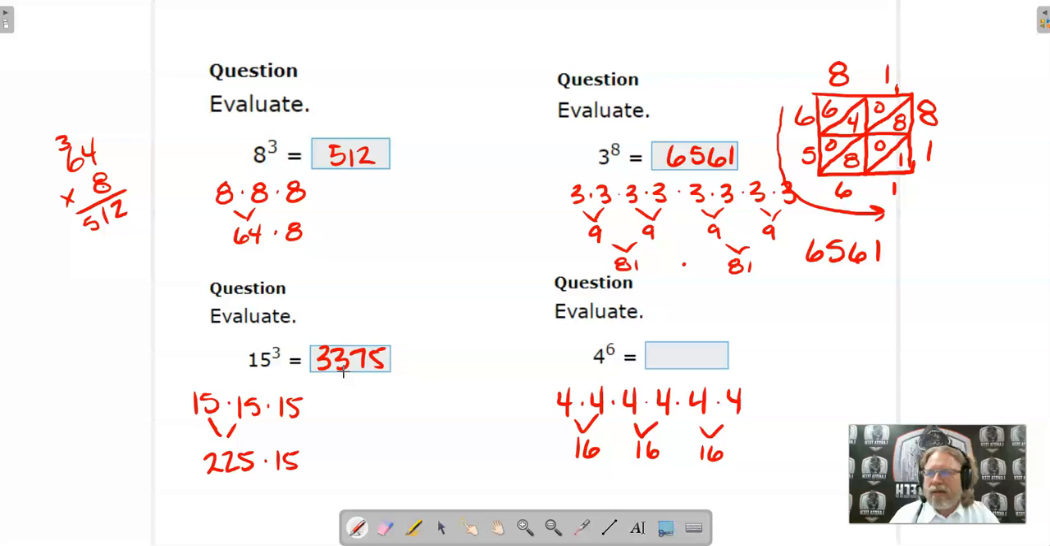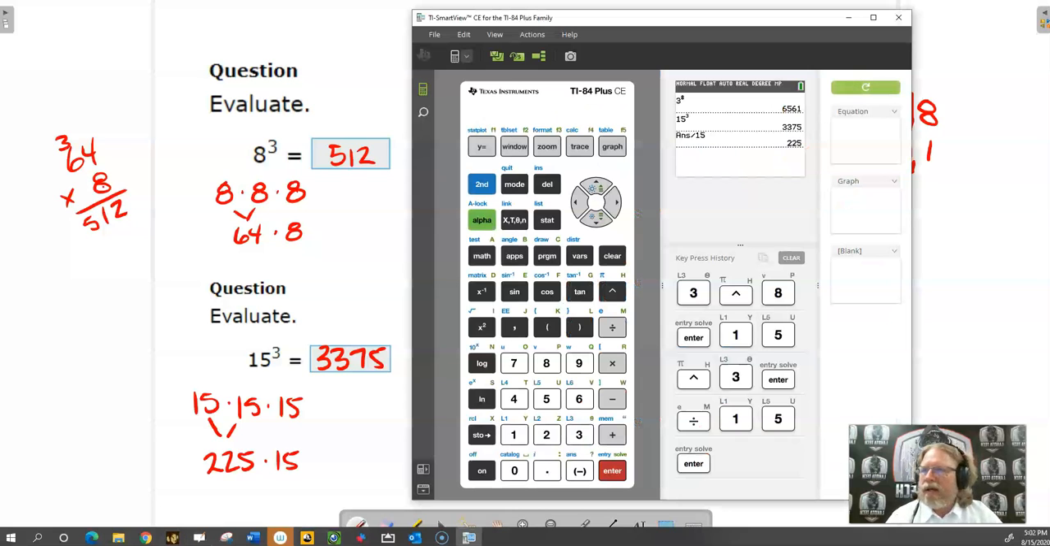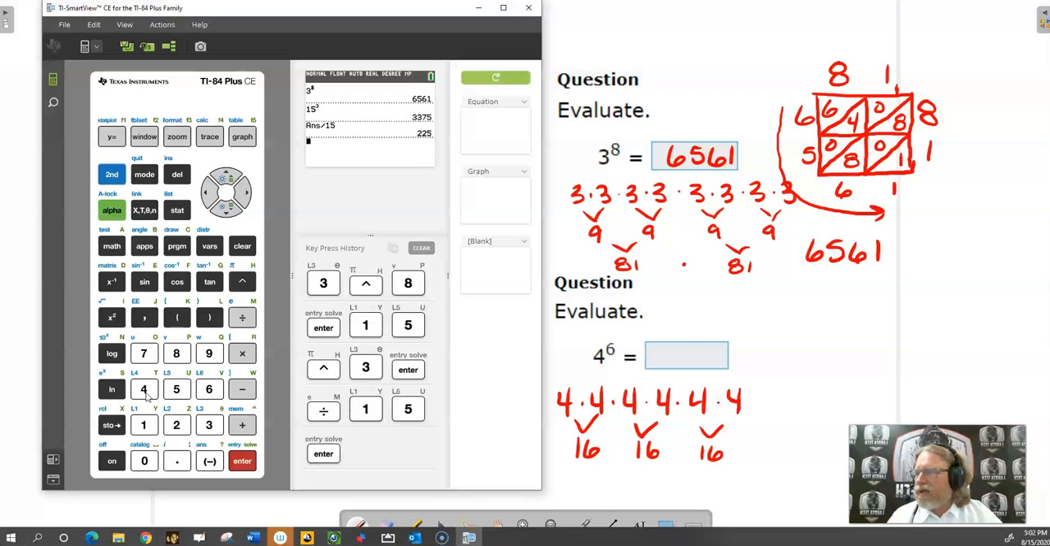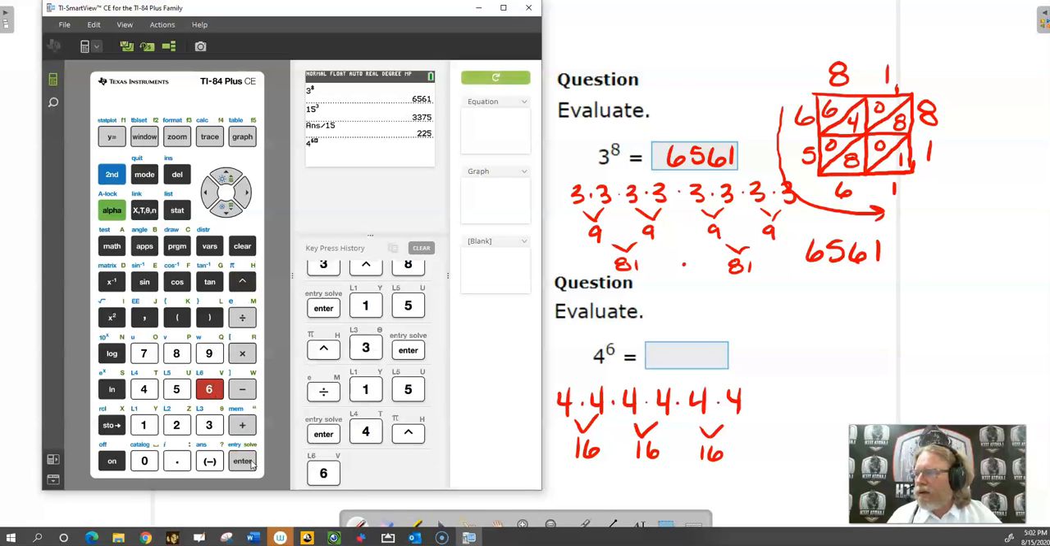Now we know that this number should be more than 3,375 because that was just 15 cubed. Well, that's going to be a big number. So let's go ahead and check that out, see what that is. Pulling up the calculator there, and we'll slide that calculator over here so we can see it. And we want 4 to the 6th power.